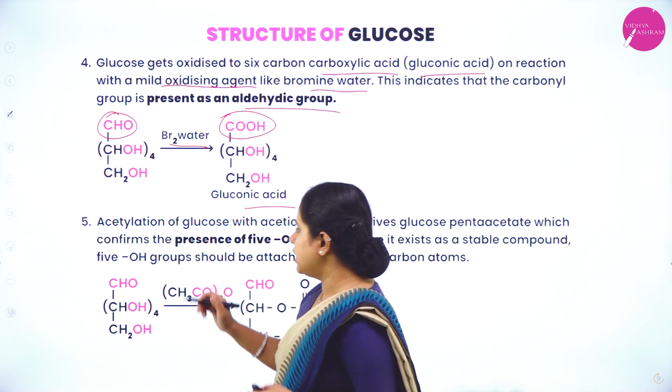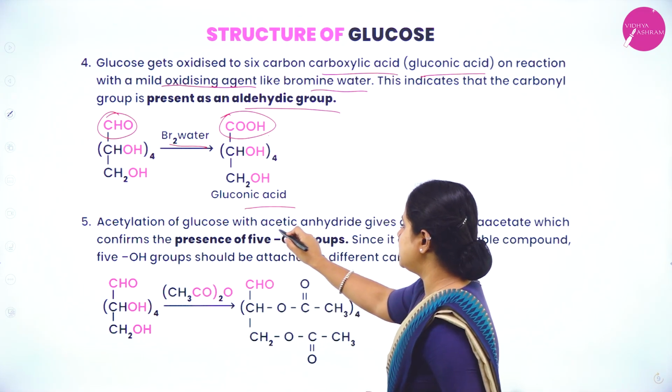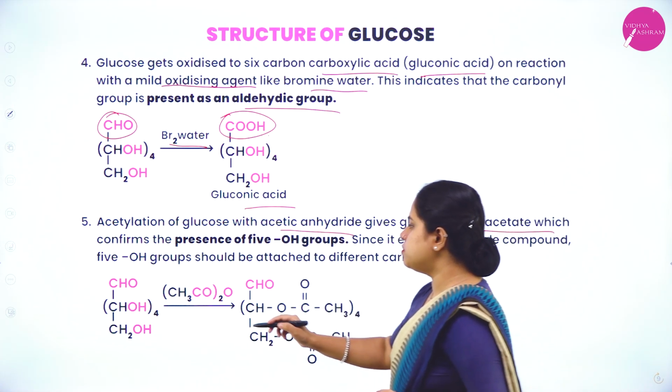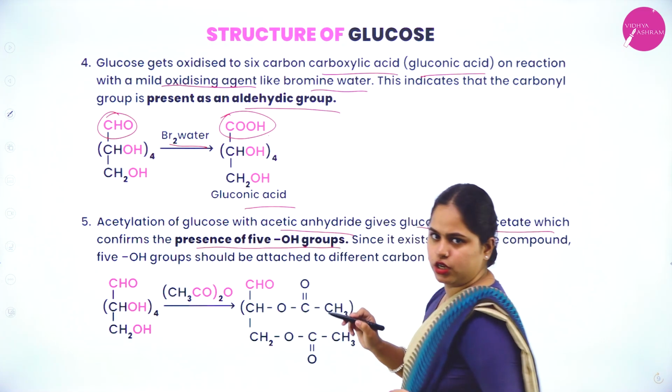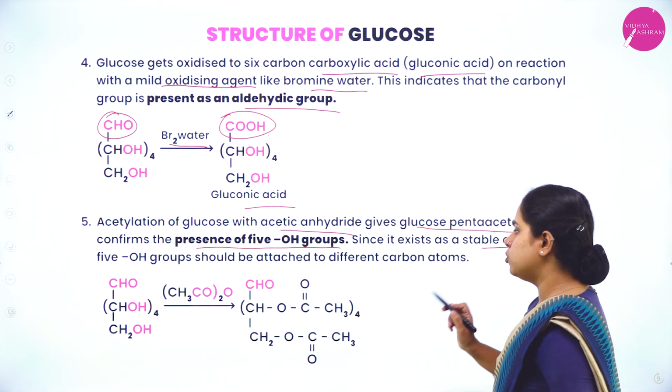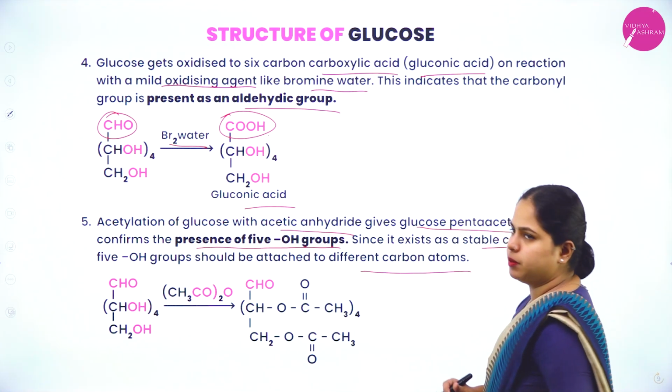Next one, acetylation of glucose with acetic anhydride gives glucose pentaacetate, which confirms the presence of 5 hydroxyl groups. Since it exists as a stable compound, the 5 hydroxyl groups should be attached to different carbon atoms.